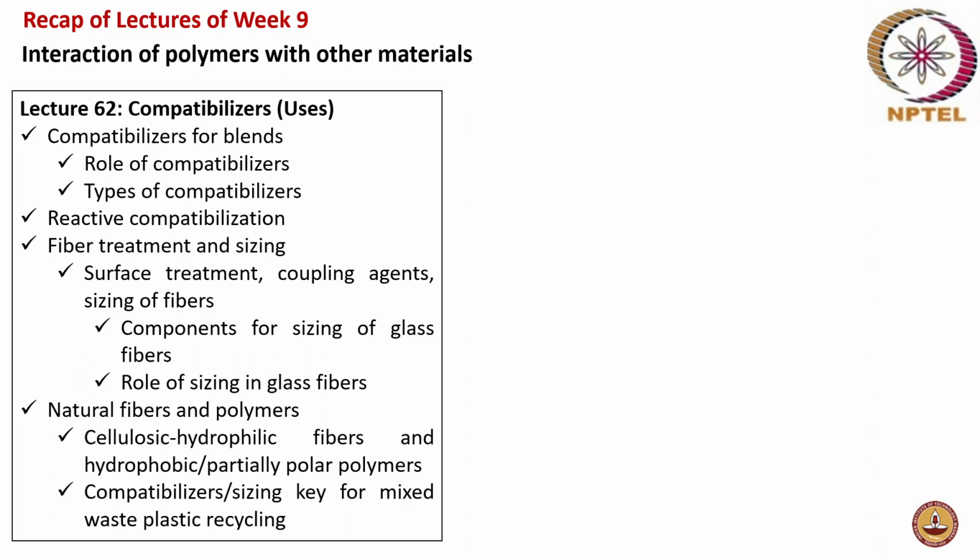Lecture 62 was on compatibilizers for blends. What is the role of a compatibilizer? For example, it helps in increasing the interfacial strength and dispersion of the blends. How they increase the interface region was discussed. For example, if you have an immiscible blend, the interface thickness is 2 nanometer, and when there is an action of the compatibilizer, this interface thickness increases.